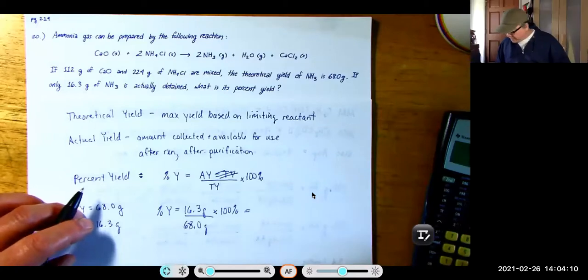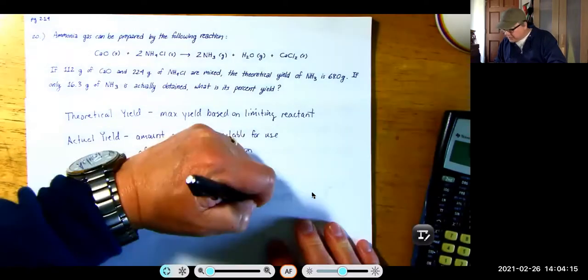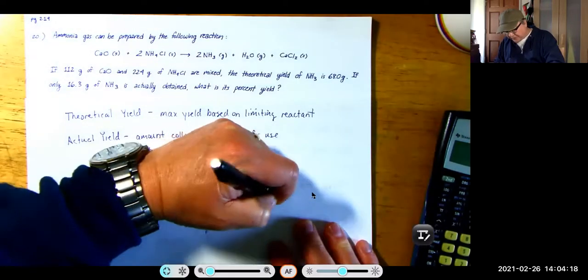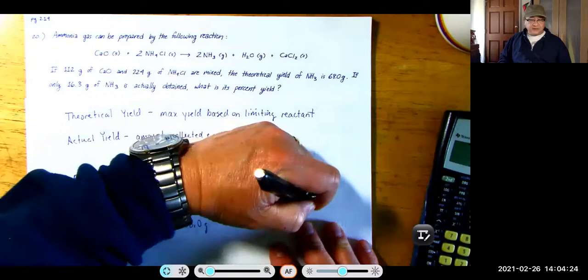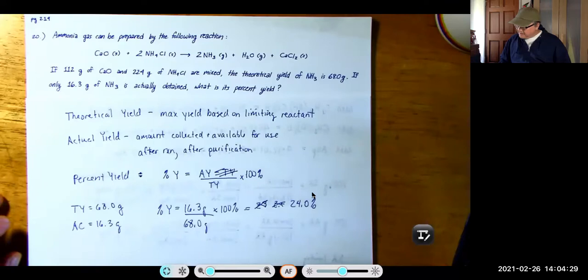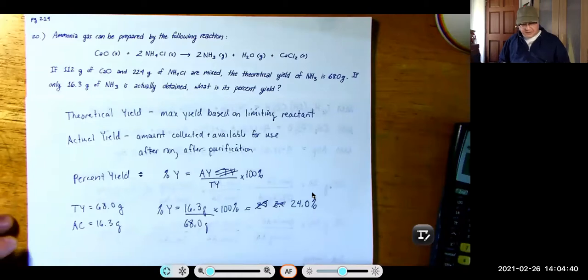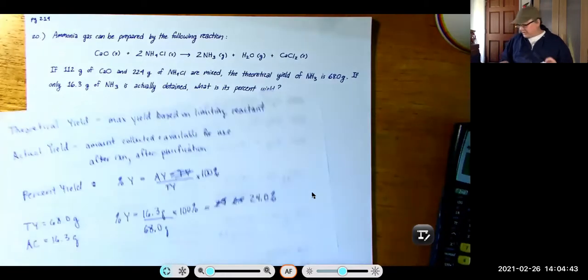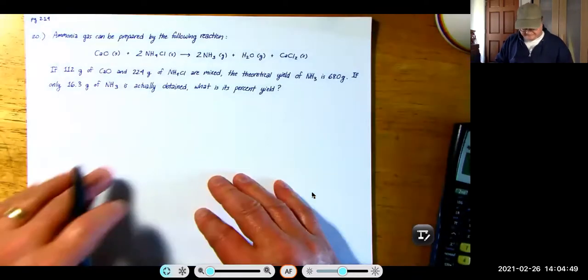There's a design flaw in my calculator. So I get 24.0% when I round. Is that what you got? All right. Yeah, 24. Okay, so that's how you get percent yield. That's all there is to it. Doesn't look that bad, but again, we didn't have to calculate the theoretical yield, did we?